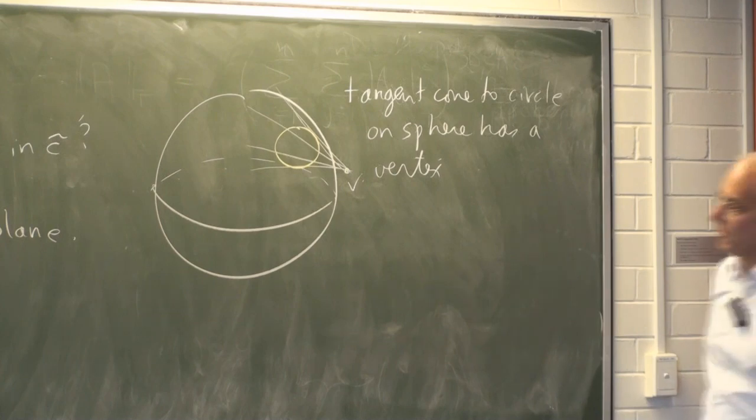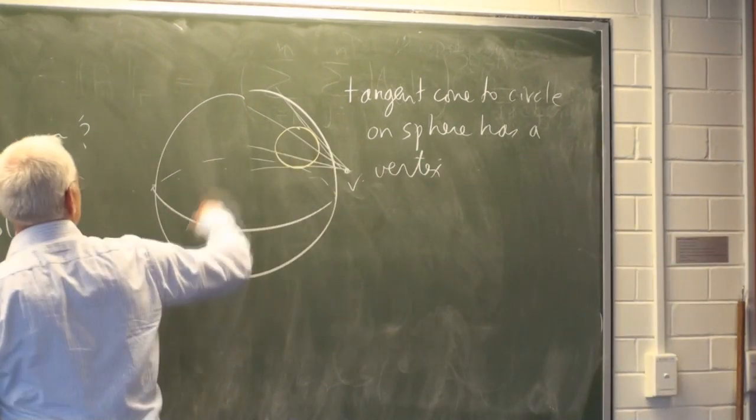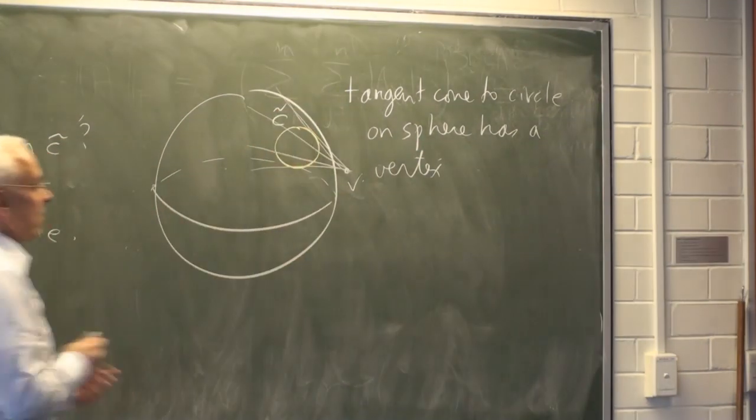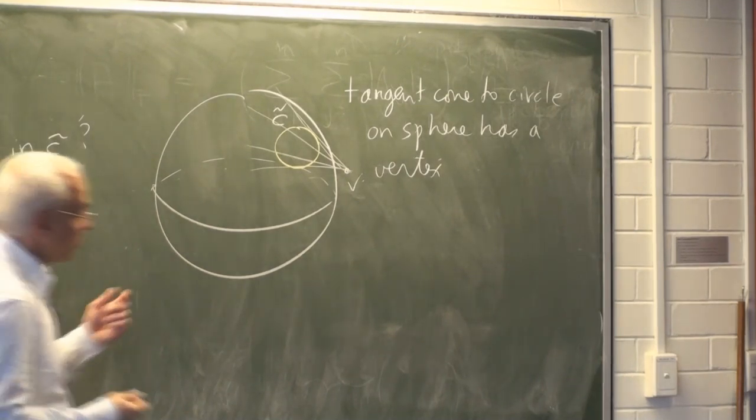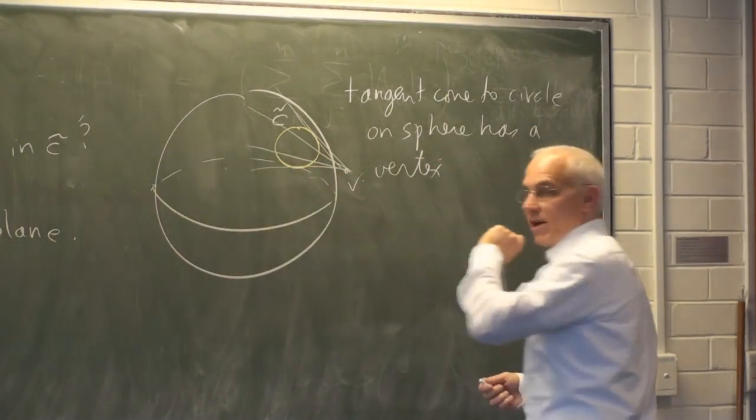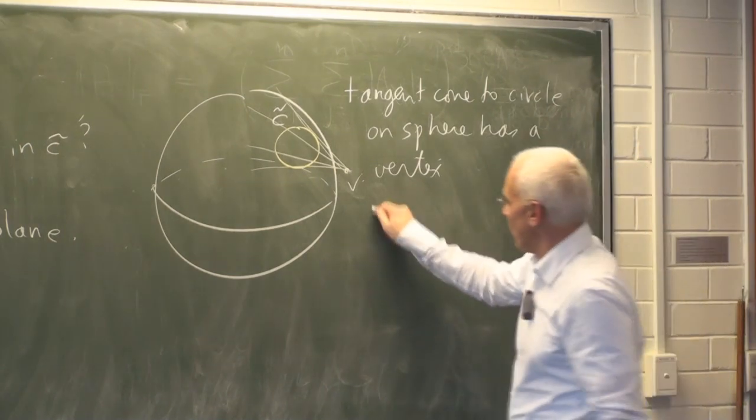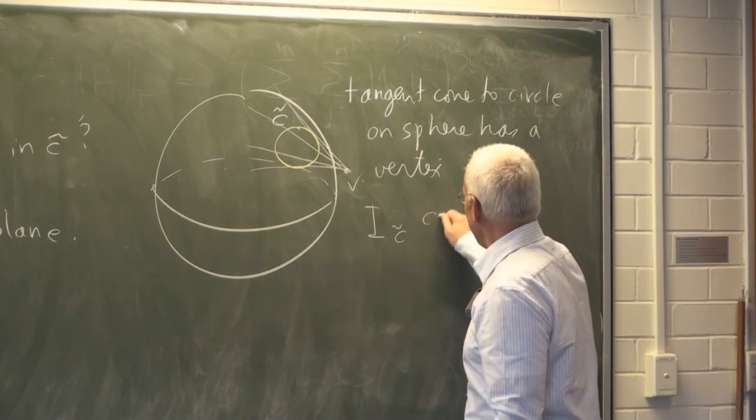And then it turns out that the inversion in the circle, let's call the circle C tilde as we did before, can be defined purely in terms of this point V. So I of C tilde can be defined.